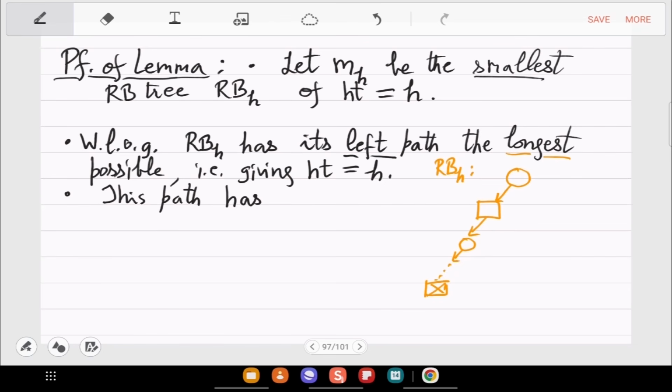So how many red nodes will there be on this path? Yes, so why is that? That is a tricky claim, right? It's not obvious, because we only know that this is the longest path in RBH, but we don't know its colors. Why can't it all be black?